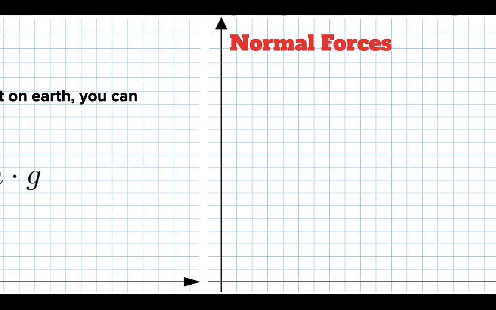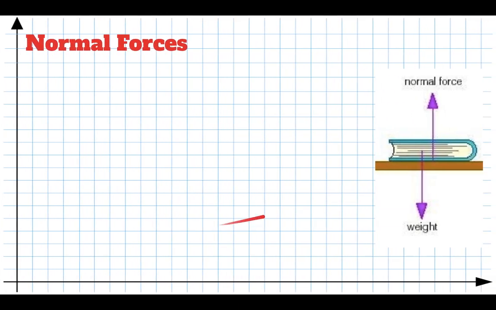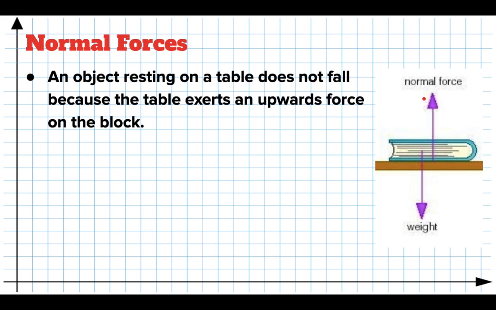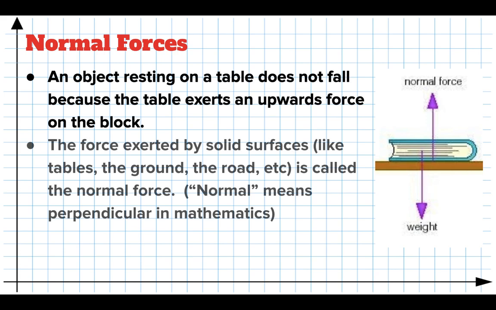Gravity is the weight. Now, if I had a book and it's sitting on a table, gravity pulls down on it with a force we call the weight. But that book doesn't accelerate downwards because there's another force pushing up on it. The table that it's resting on is pushing up on this book, and we call those forces normal forces. So an upwards force exerted by a solid surface, like a table or the ground or the road or the floor, any of those, if a solid surface is pushing on an object, we call that force a normal force.